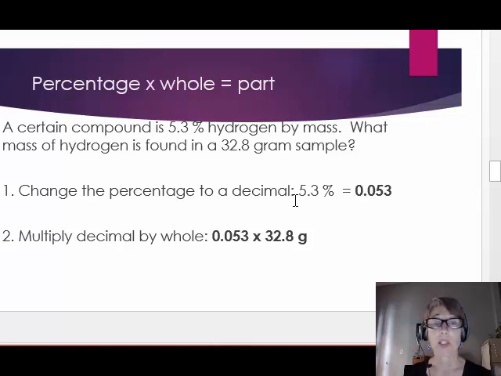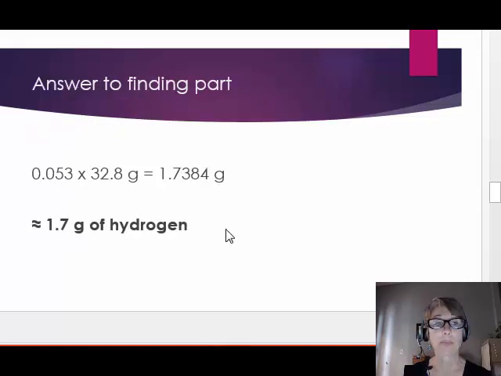left. Thus, 5.3% is equal to 0.053. Then we multiply this decimal by the whole. So 0.053 multiplied by 32.8 grams, and my calculator gives me 1.7384 as the answer, and of course we must include grams as part of the unit.